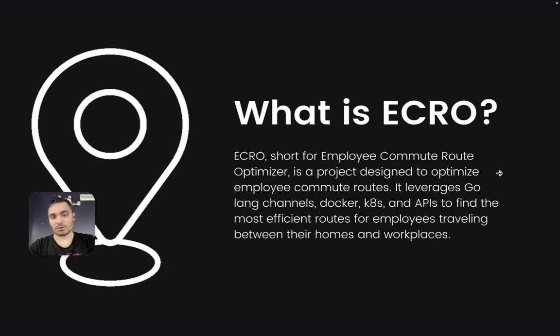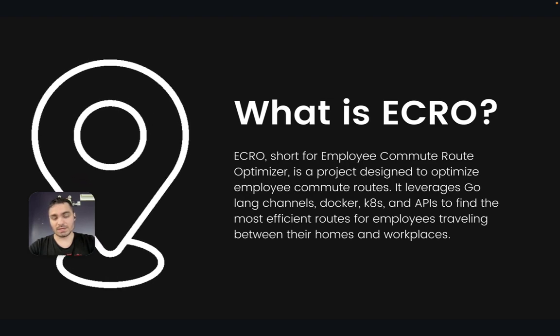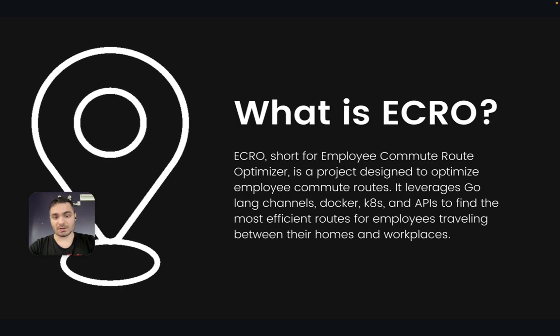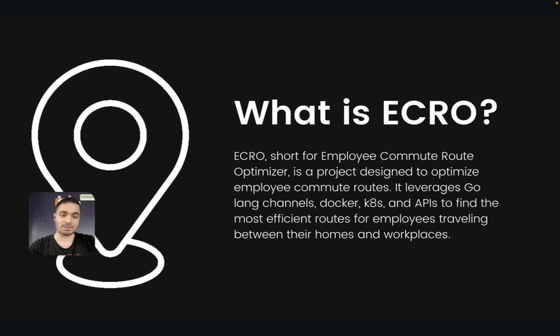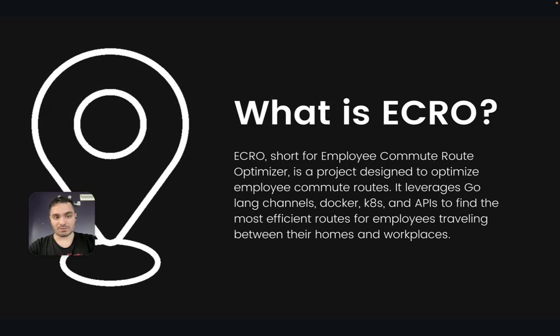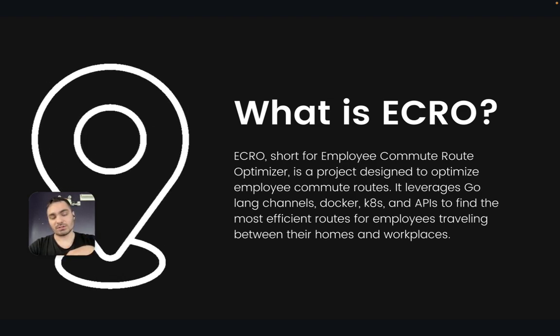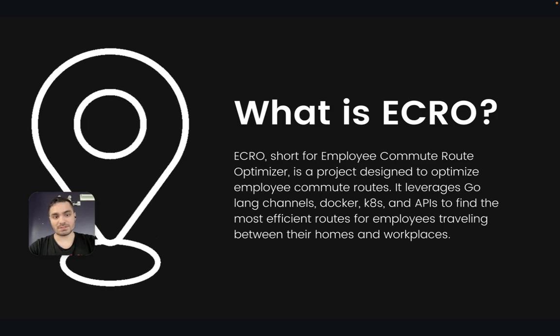So what's ECRO? ECRO is short for Employee Commute Route Optimizer. It's a project designed to optimize employee commute routes. It leverages Golang channels, Docker, Kubernetes, and APIs to find the most efficient routes for employees traveling between their homes and workplaces. So it's a routing application, open source software that can help to find the shortest path from your current location to one of your work offices.